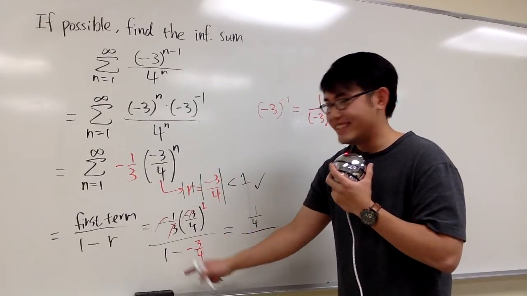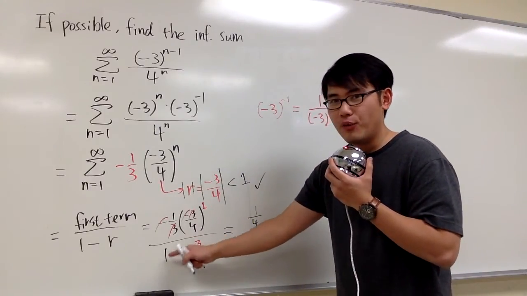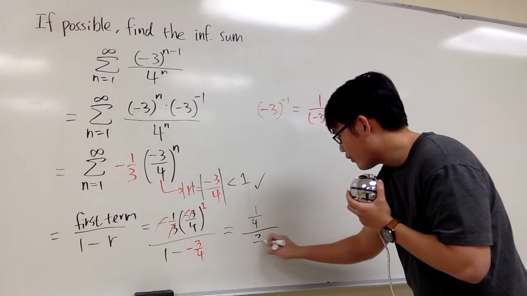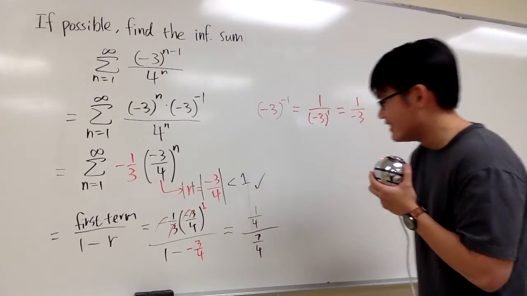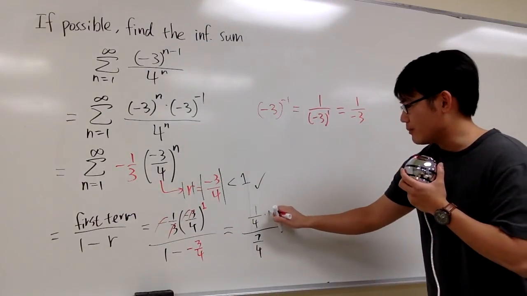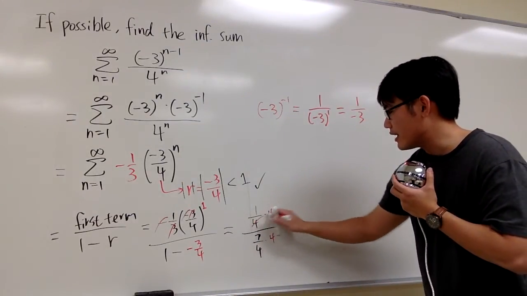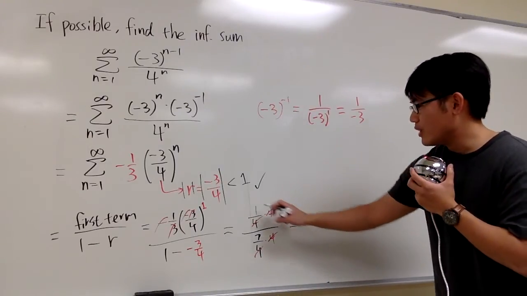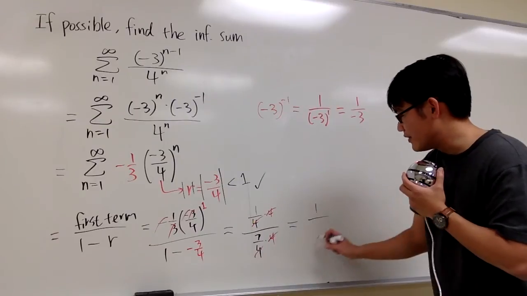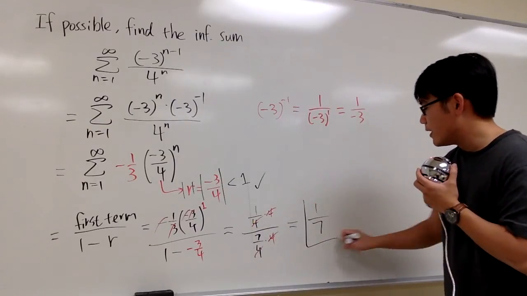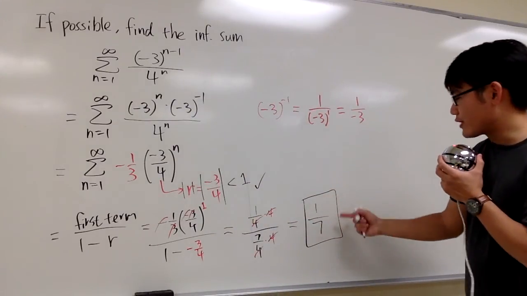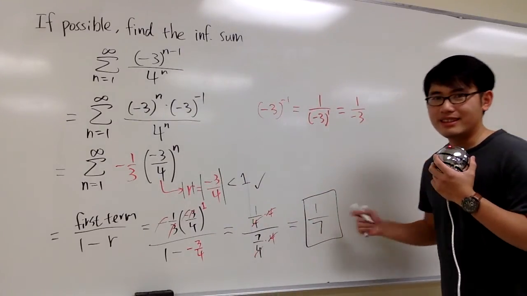And 1 is like what? 1 is like 4 over 4. 4 over 4 plus 3 over 4, we have what? 7 over 4. And then you can see that we can multiply 4 on the top and bottom so that they cancel. What's the answer? We have 1 on the top over 7 on the bottom. And therefore, this series right here converges to the fraction positive 1 over 7. This right here is it.